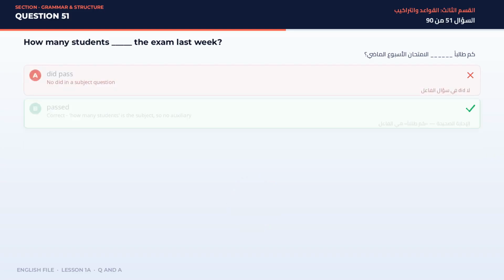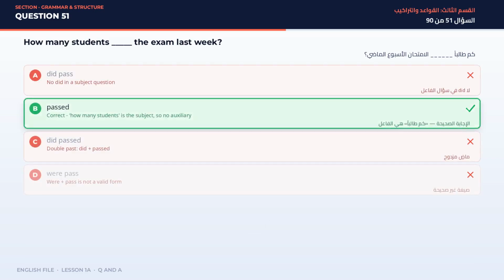(51) The answer is B, passed. How many students is the subject, so no auxiliary? Not A, no did in a subject question. C, double past, did plus passed. D, were plus pass is not valid. Question 50.